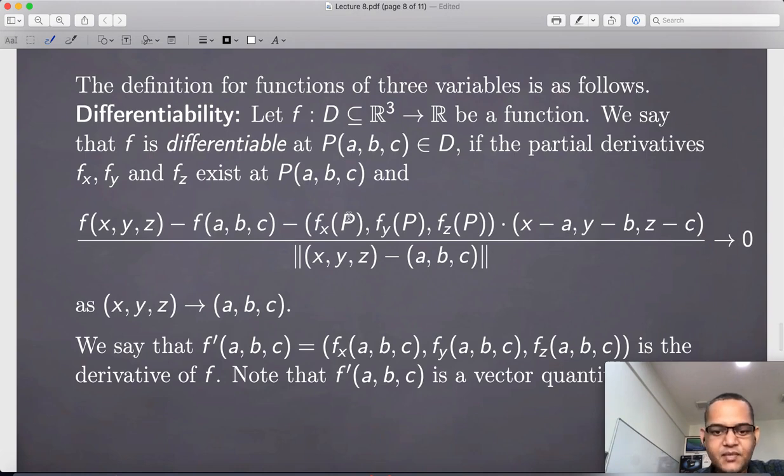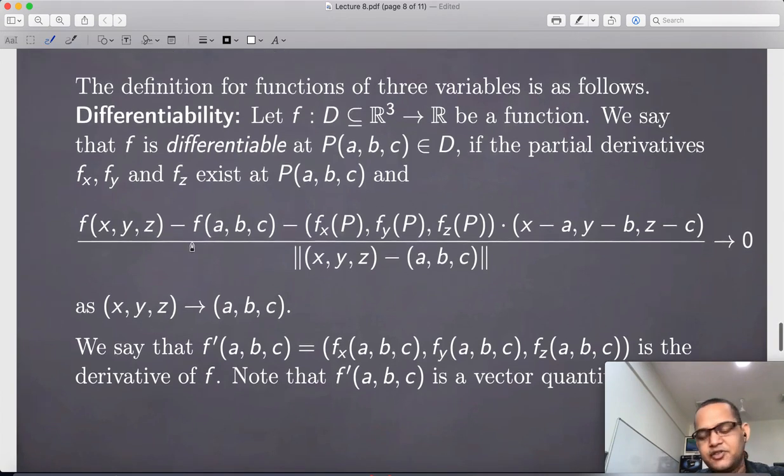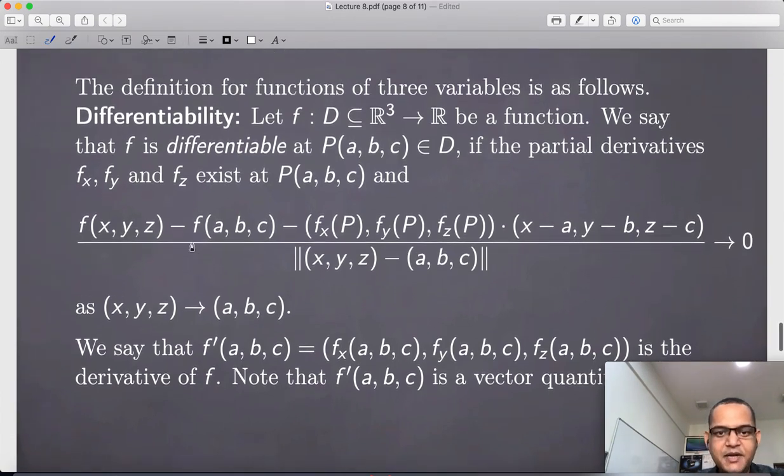You can also replace x, y and z by a plus h, b plus k and c plus l, and then allow (h, k, l) to go to (0, 0, 0). This is just a matter of notation. But please write down each and everything for both the cases, for functions of two variables as well as for three variables.